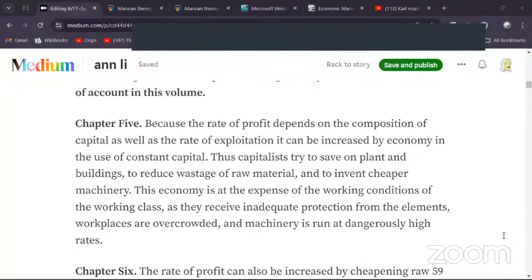Anyway, chapter 5: because the rate of profit depends on the composition of capital as well as the rate of exploitation, it can be increased by economy in the use of constant capital. That's what I was just saying about the CNC versus 10 lathes or whatever. Thus, capitalists try to save on plant and buildings, to reduce wastage of raw material, and to invent cheaper machinery.